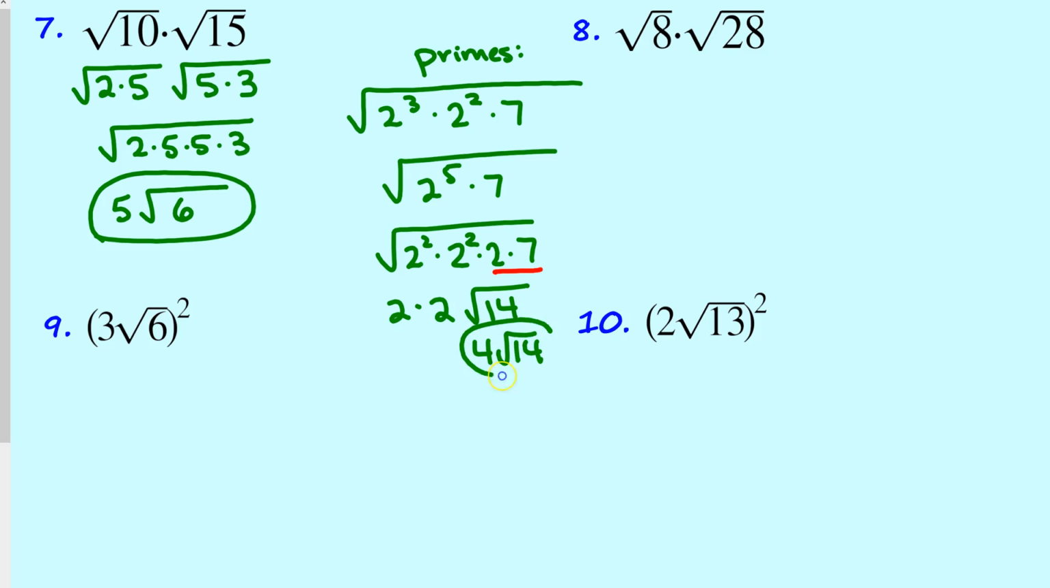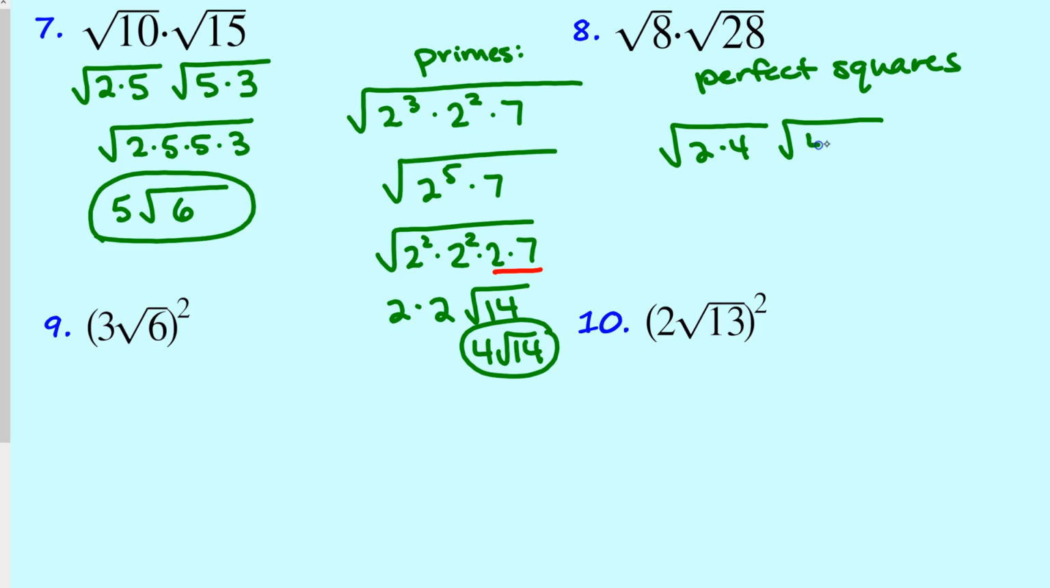That's not the only way to do it. Instead, if you break it down into perfect squares instead of primes, you're going to have the square root of 2 times 4 times the square root of 4 times 7. Square root 4 times square root 4 is 4, so we have 4 times square root 14. So, 2 ways to do that one.